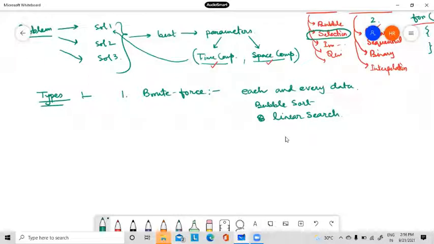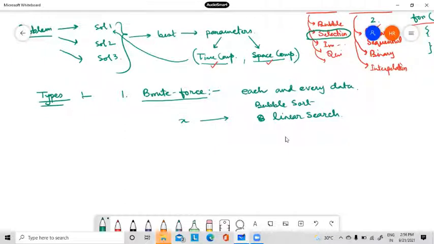In linear search, I have a given element X and I want to check whether it is present in my array or not. So I will compare my X with each and every element present in the array, whether it is matching or not. So I am using every element in my algorithm. This type of algorithm is called a brute force algorithm.